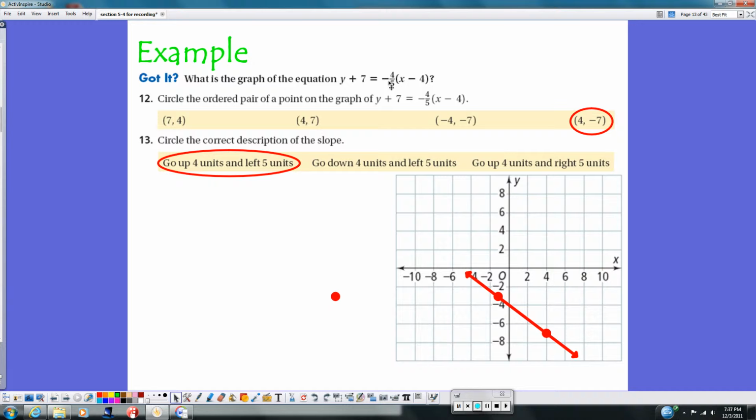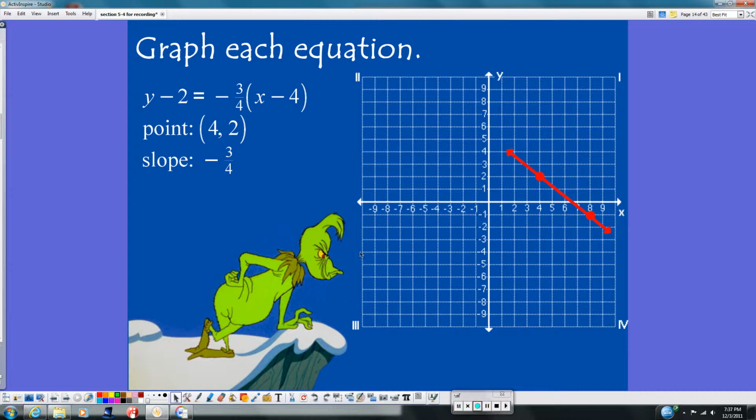Now the slope, since it's negative 4/5, we would usually go down 4 and to the right 5, but they don't have that option here, so we would have to go up 4 and back to the left 5 units. So we're going to put our dot on 4, negative 7, and from there we're going to go up 4 and back to the left 5 units. Let's try another one.